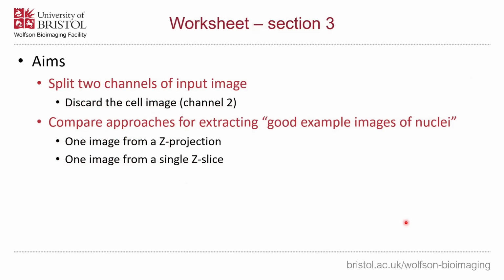So now we're going to look at worksheet section 3. The aim here is to take that 4-dimensional image that we've got, split out the 2 channels, and then just dump the second channel that contains the cells. For the entire workflow in this worksheet, we're not going to consider anything in channel 2. Then taking that now 3D stack of the nuclei, we want to generate a couple of images. One of them is just going to be a Z projection, and another one's going to be a single Z slice, so a single slice through the image. And this is the first of these branching pathways for this worksheet that I mentioned earlier on. So it's up to you to decide at the end of this which one you think looks better.